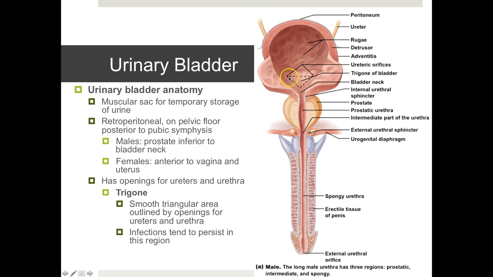So here are our openings to our ureters, okay? And our next opening was to the urethra. So that creates a nice little triangle for us, and we're going to call this zone the trigone. And this is kind of where urine is going to stream through the most frequently. This is also where infections tend to persist because this is where urine is going to sit the longest.